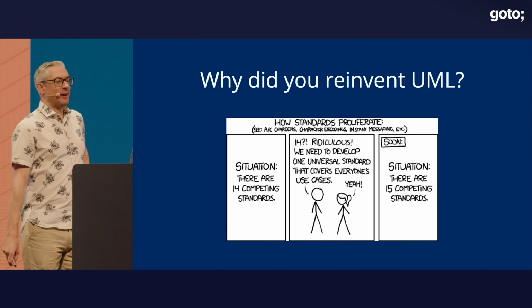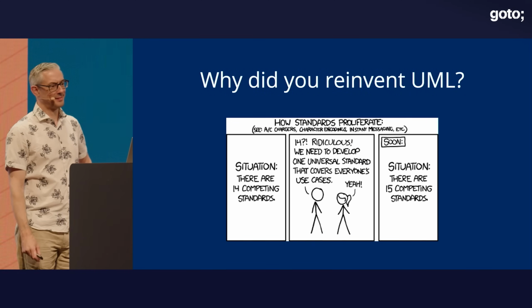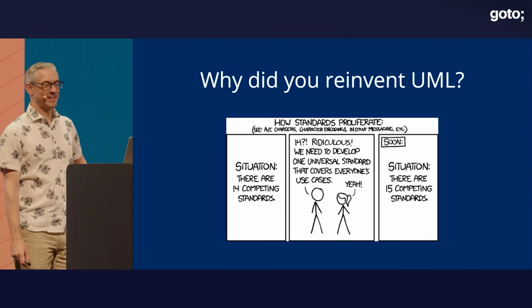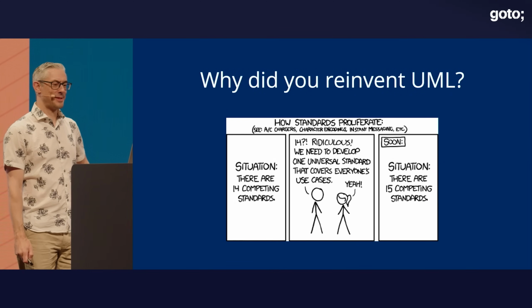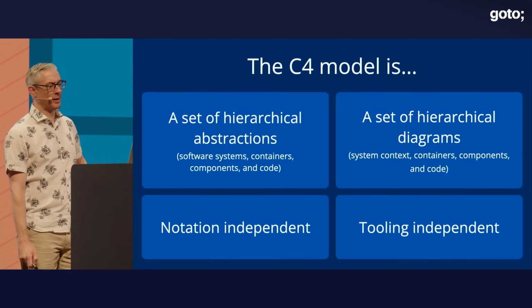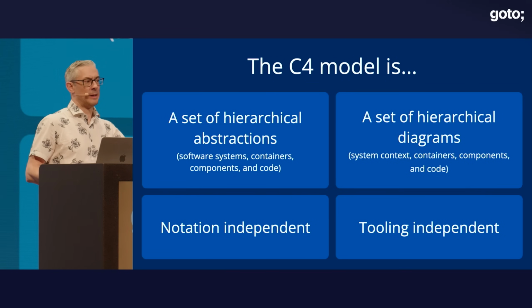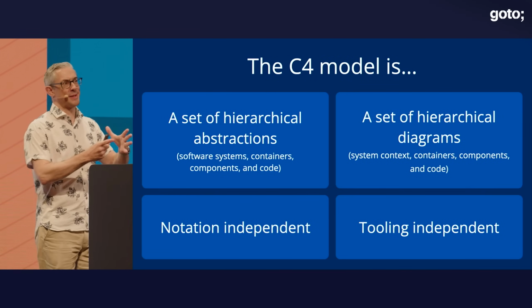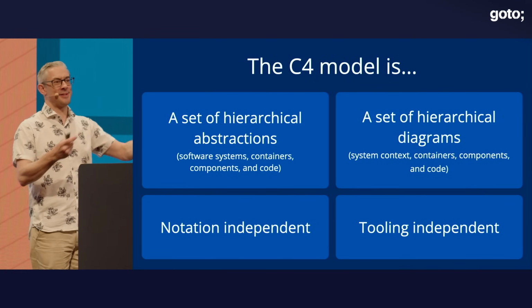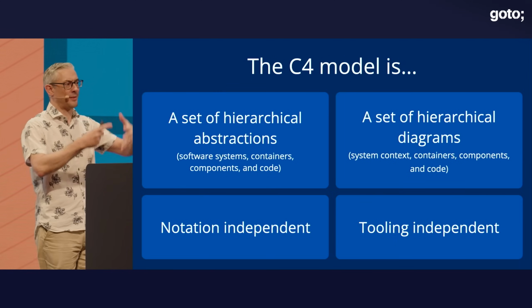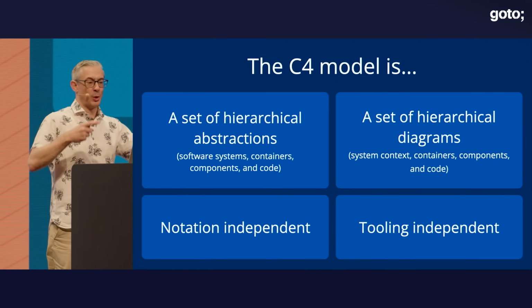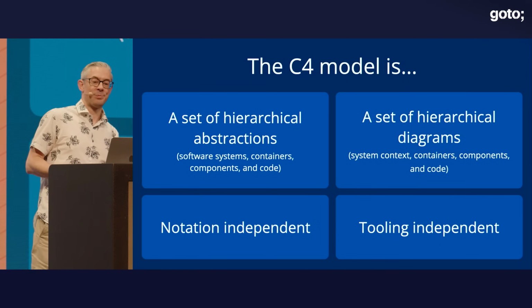People ask me, why did I reinvent UML? I didn't. C4 is this. It's a set of hierarchical abstractions, a set of hierarchical diagrams. It's notation independent, and it's tooling independent. So of course, given that C4 is notation independent, I can't be reinventing UML, because UML gives you, via its 800 pages of specification, all of that notational stuff.